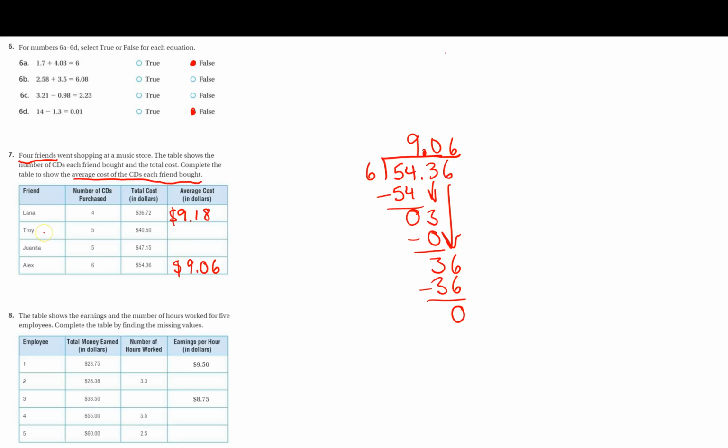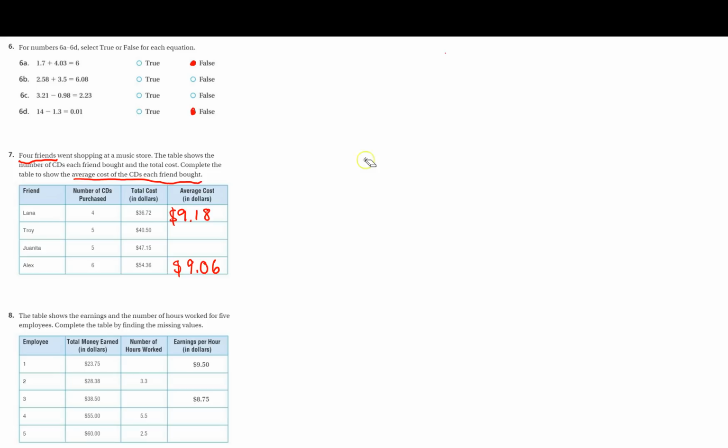So for Troy and Juanita, you do the same process. For Troy, the 5 is going to go on the outside. The 40.5 is going to go on the inside, and you divide. And then Juanita, the same idea. All right, I'm going to jump down to number 8.